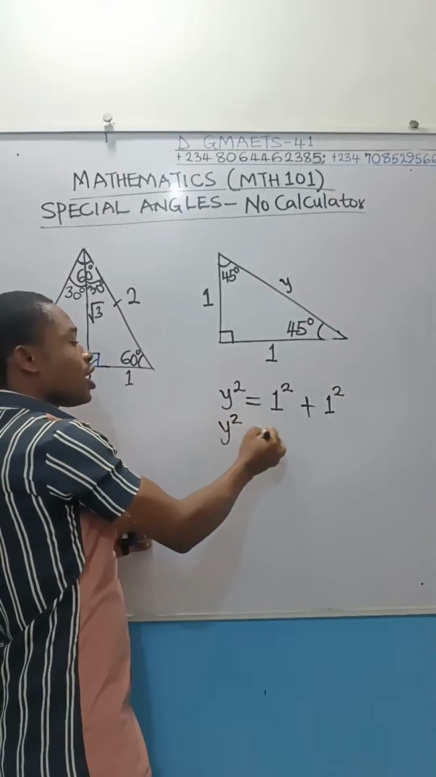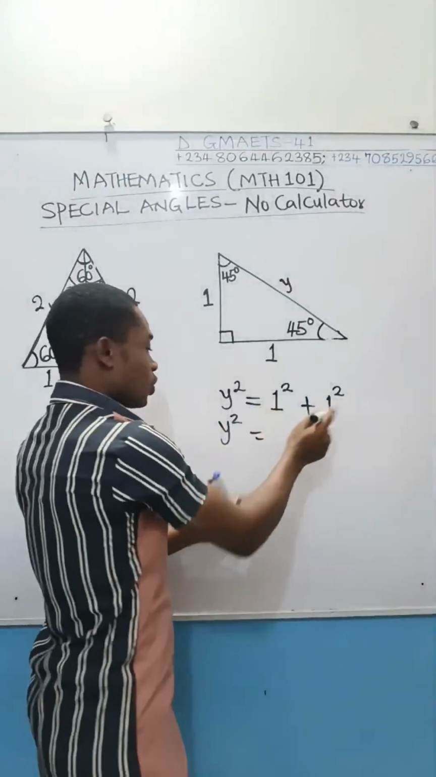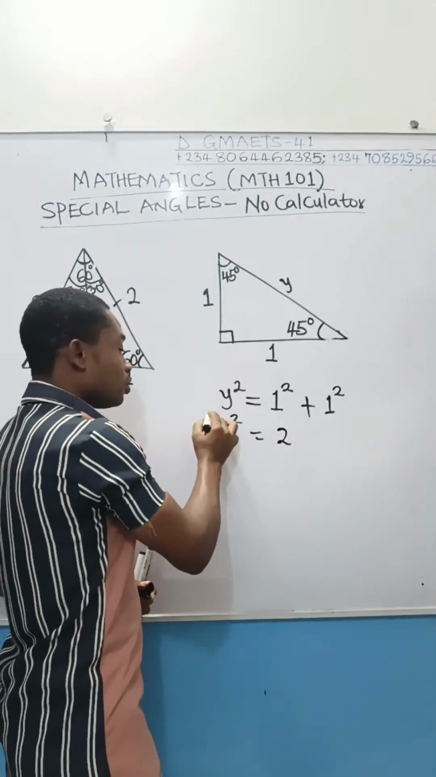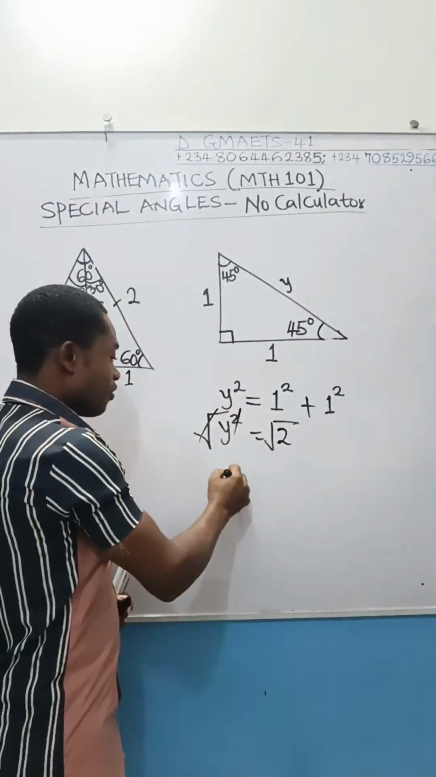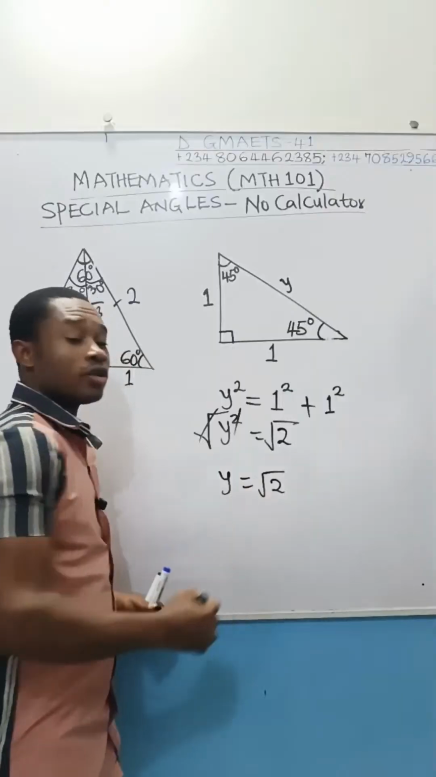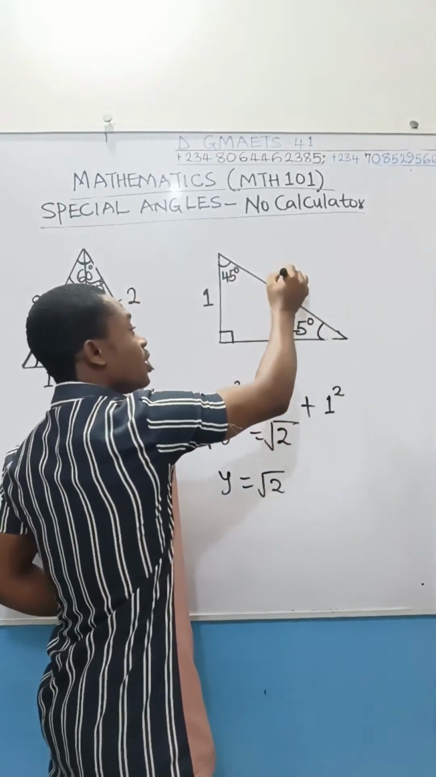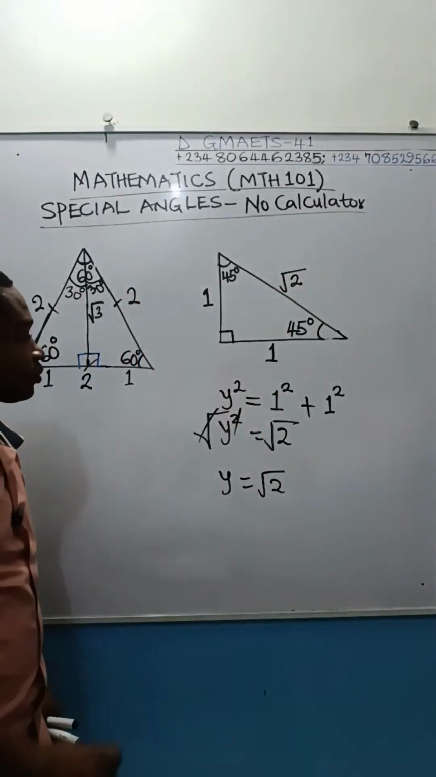So y square will now be equal to 1 square is 1, another 1 square is 1, 1 plus 1 will give you 2. To get the value of y, you take square root of both sides. Square root will cancel this square, you are left with y, and that will be equal to square root of 2. So the value of this hypotenuse for evaluating 45 degrees is square root of 2.